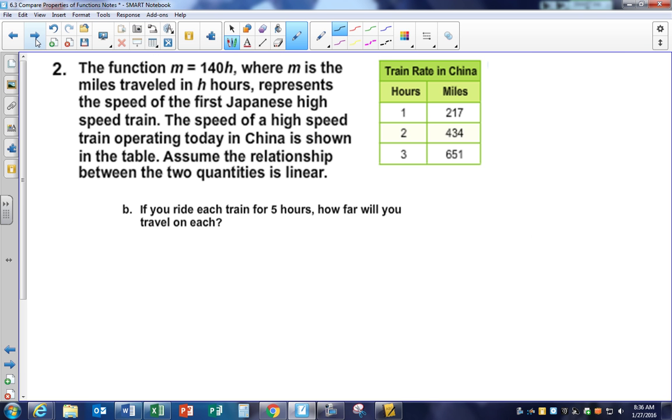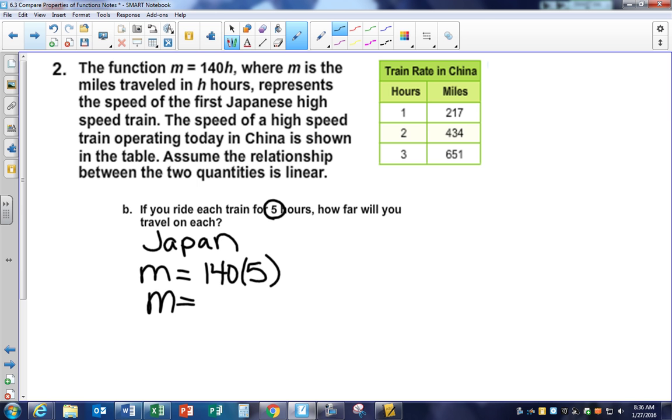Now we're going to look at part B. It says, if you ride each train for 5 hours, how far will you go? For the first train, the Japanese train, we put in our 5 for h and solve. So m equals 140 times 5. Remember, anytime you're substituting in for a variable, we use parentheses, and parentheses mean multiplication. So 140 times 5 is 700 miles.